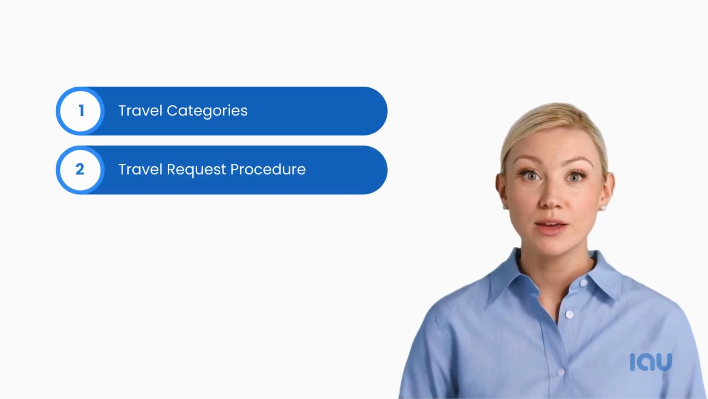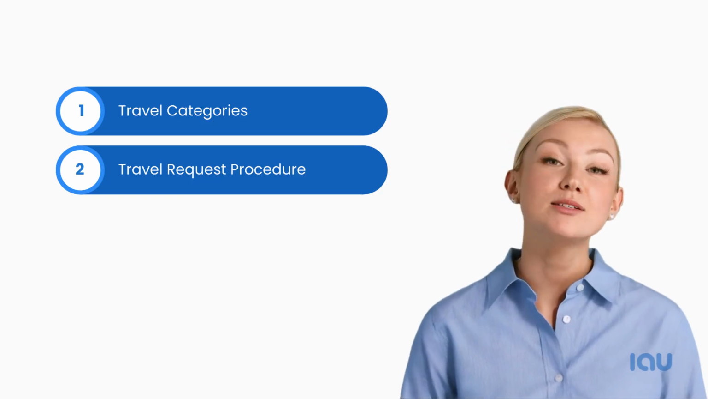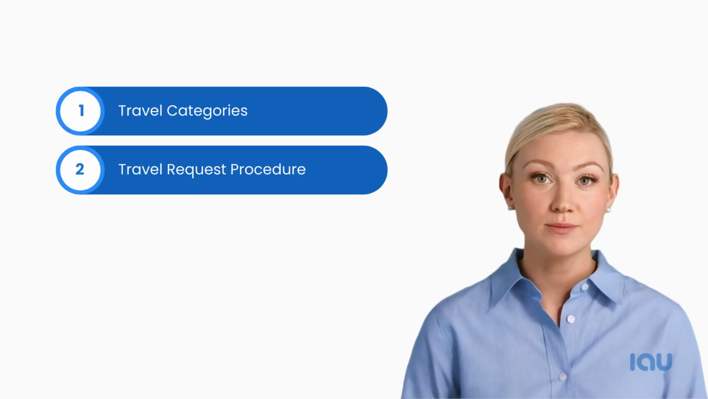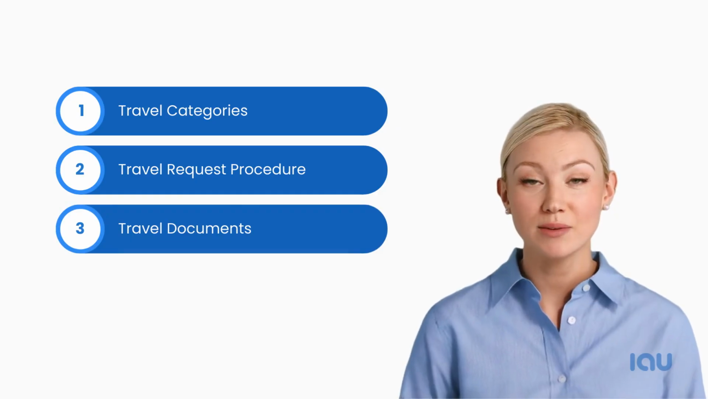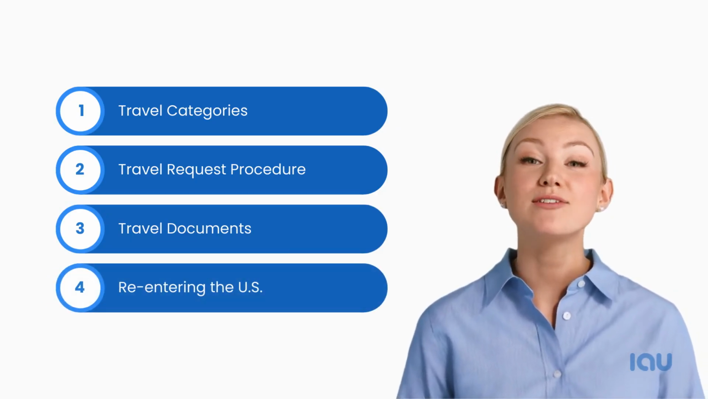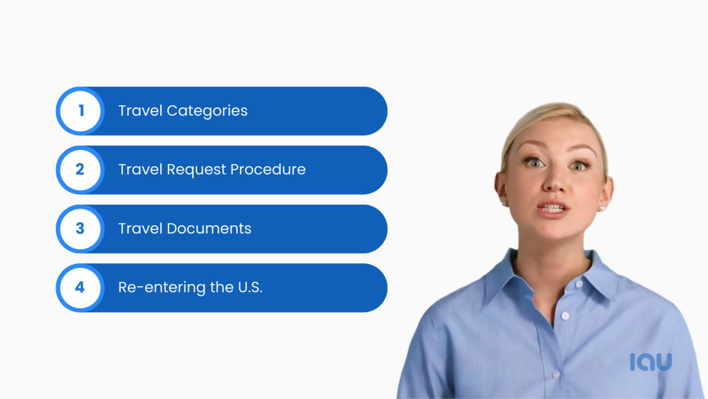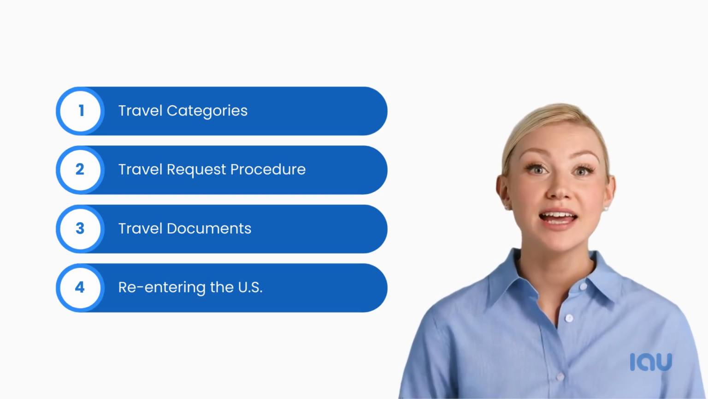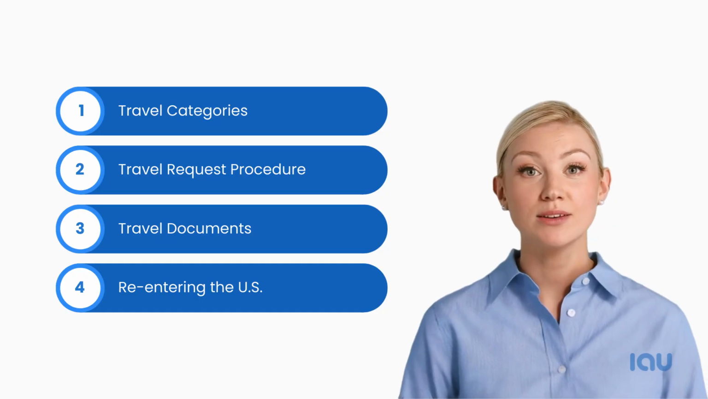Next, the travel request procedure, the form you will need to submit for approval before traveling. We'll also review required travel documents, what you must carry for a smooth re-entry. Finally, we'll go over re-entering the United States, what to expect at the port of entry, and how to answer common questions. Now, let's get started.